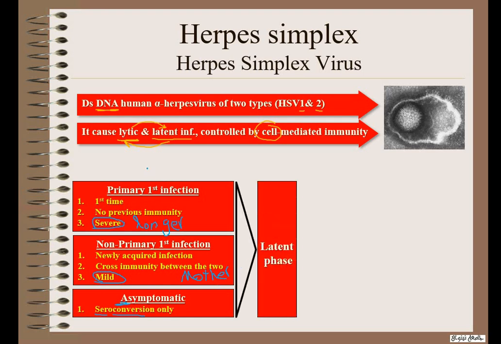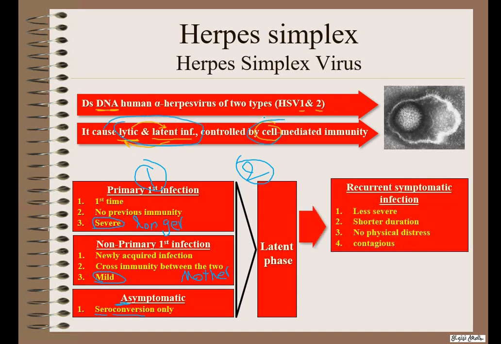After that, the condition subsides, and the patient moves to a latent phase. And from this latent phase, from time to time, if his cell-mediated immunity decreases, it will shift from a latent to an active phase, or a lytic phase.